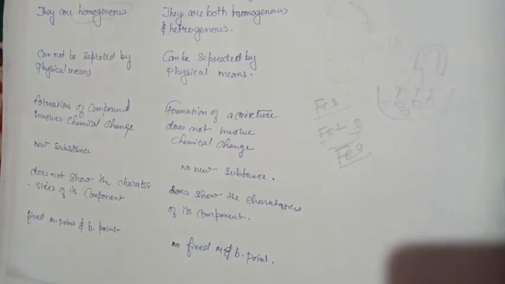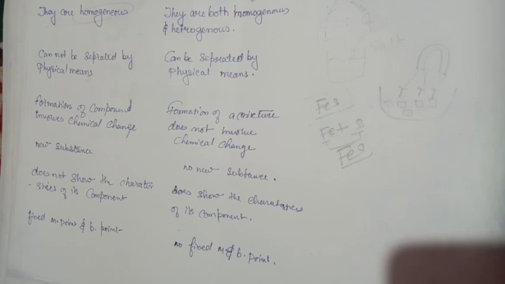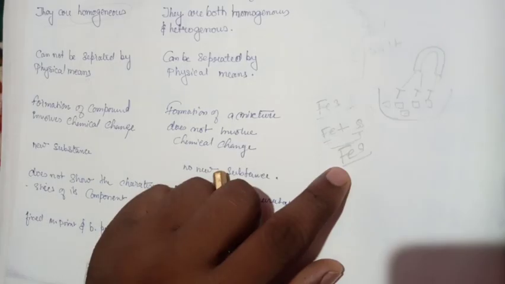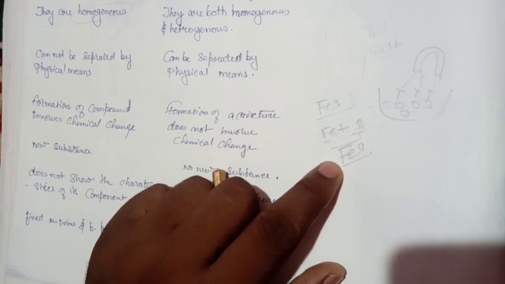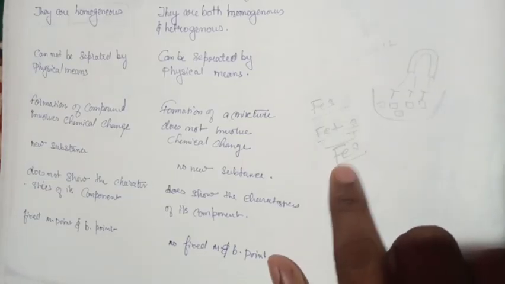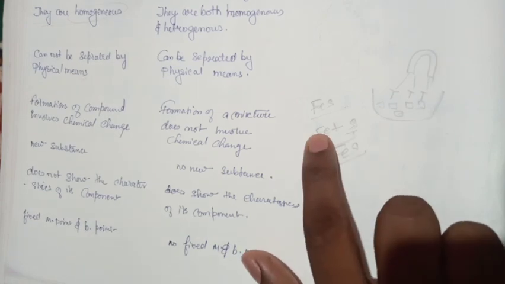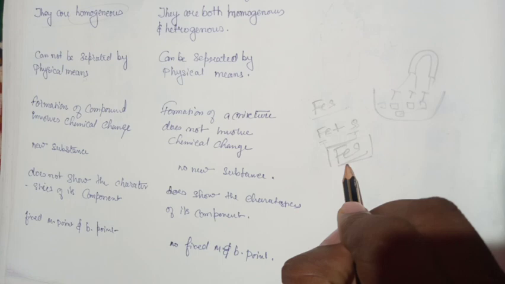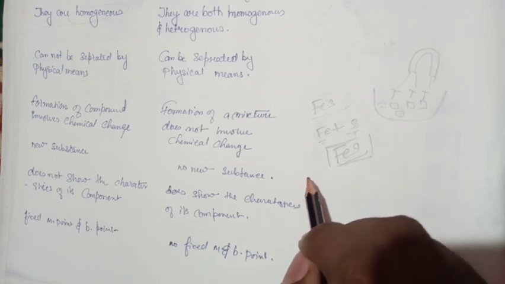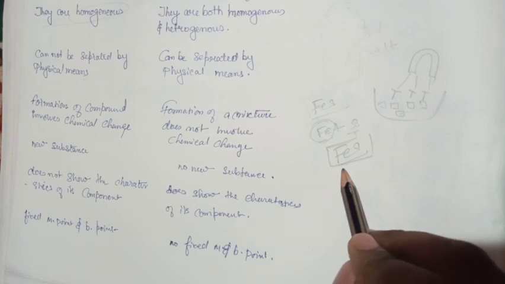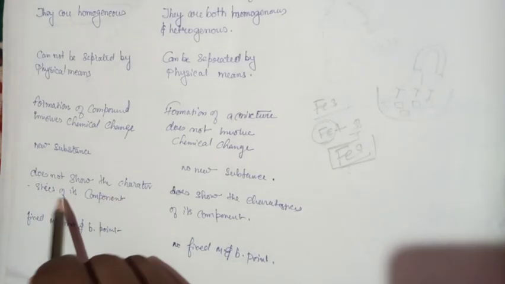Then the next example: a compound does not show the characteristics of the components it is made up of. We take the same example as FeS. It is made of Fe, which is basically iron. If you have gone through the periodic table, you have seen the element Fe, that is iron. When FeS is made from iron and sulfur, this compound will not be attracted by a magnet. It is non-magnetic now. We know that iron gets attracted by the magnet, but this compound will not be attracted by the magnet. It has its own characteristics. That is why it is said it does not show the characteristics of its components.